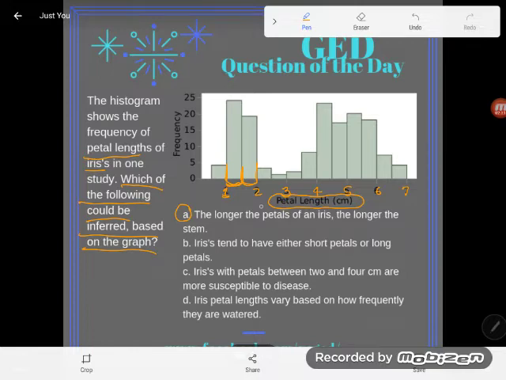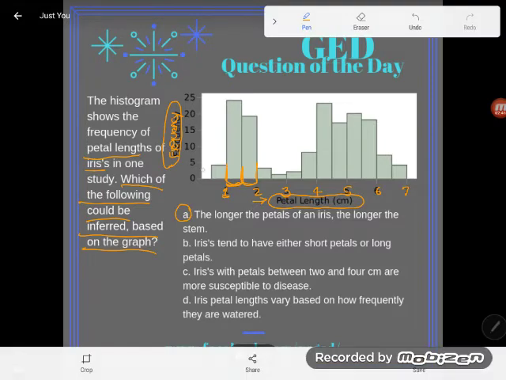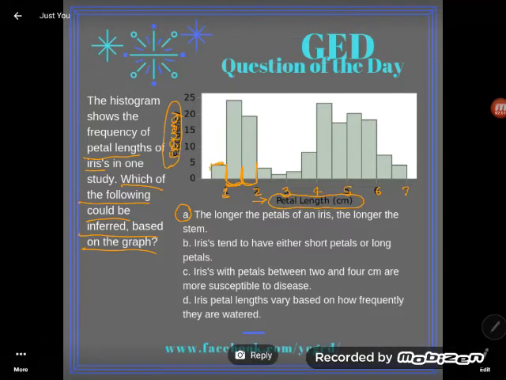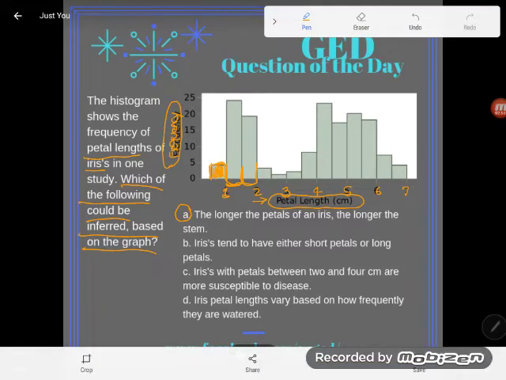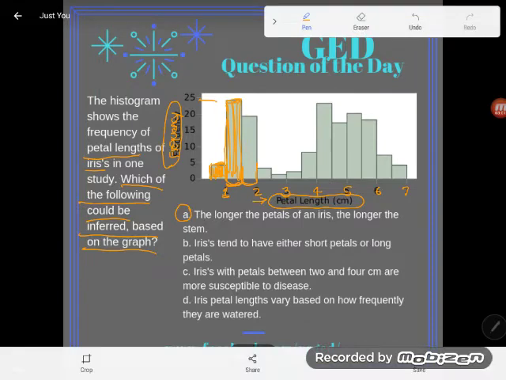So I see some information here about petal length. Does this tell us about stem length? No, this says frequency. Frequency means the number of times something happened. So basically this graph is talking about the number of times they found flowers of certain petal lengths. Maybe 4 times they found flowers that were less than 1 centimeter in petal length. And there were about 23, 24 times up here where they measured a flower that was between 1 and 1.5 centimeters in petal length, okay?